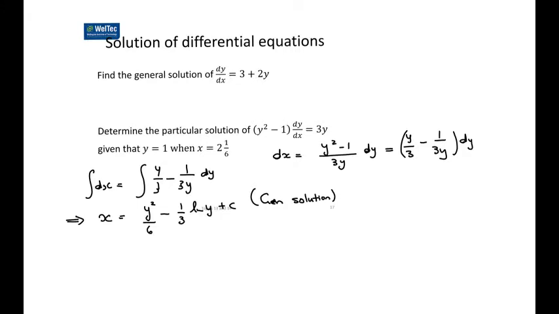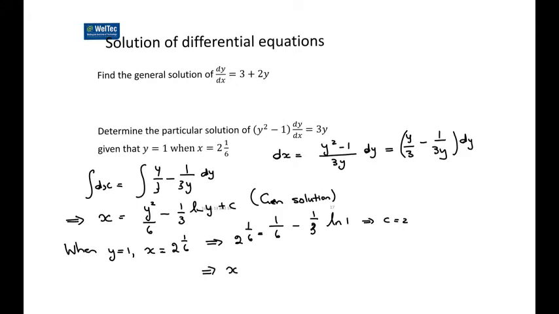But we've got a bit more information this time. We're given that y equals 1 when x equals 2 and a sixth. So let's just write that down. When y equals 1, x equals 2 and 1/6. So putting that in there, we can find c. So 2 and a sixth is equal to 1 squared over 6 minus 1 over 3 natural log 1. So c is equal to 2. So putting that in, we're going to get the particular solution that x is equal to y squared over 6 minus 1 over 3 natural log of y plus 2. So this is the particular solution.